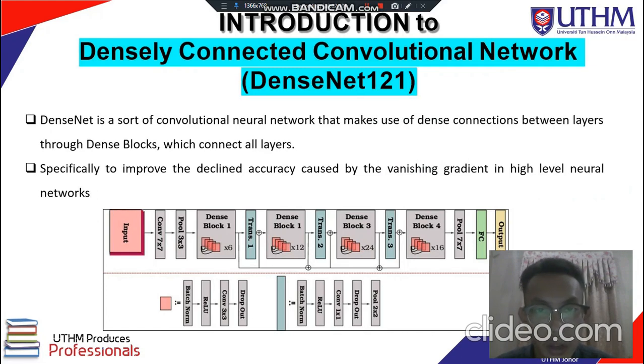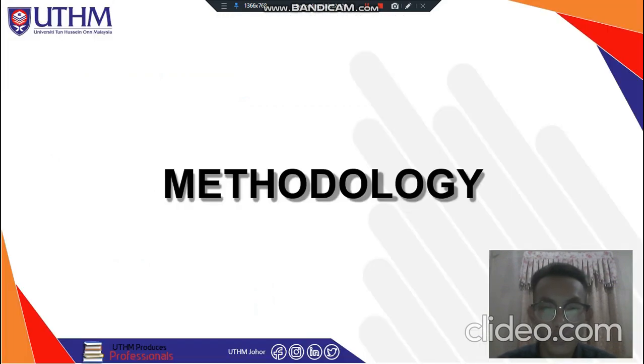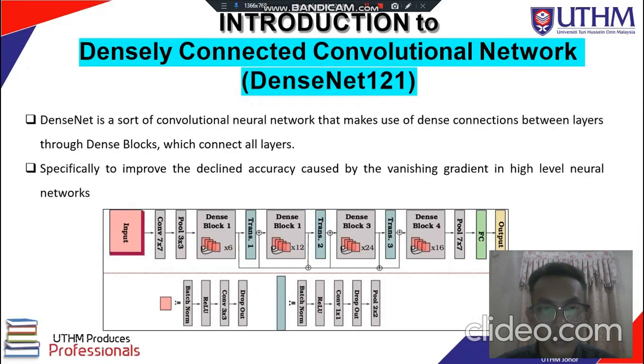Introduction to Densely Connected Convolutional Network, DenseNet. DenseNet is a sort of convolutional neural network that makes use of dense connections between layers through dense blocks which connect all layers, specifically to improve the declining accuracy caused by the vanishing gradient in high-level neural networks. So that's all from my part.